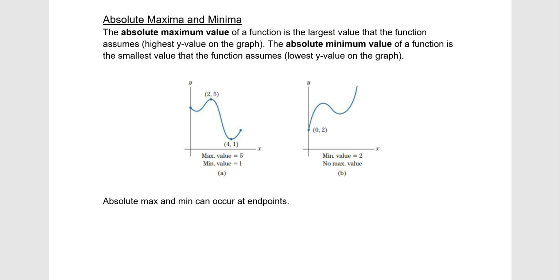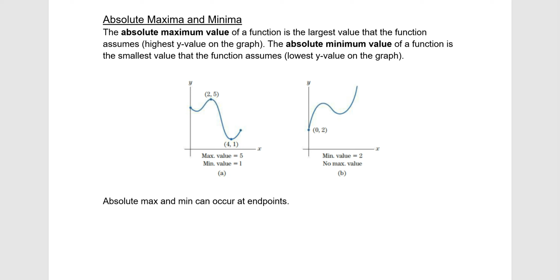So taking a look at these examples, in the first one here for A, we can see that the highest point on the graph is up here. That means that is the absolute maximum, which means the absolute maximum is the y value of 5. It's always the y value. And then we can also see that the lowest point on the graph is right here at 4, 1. So the minimum value is 1.